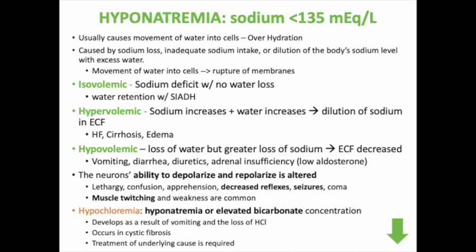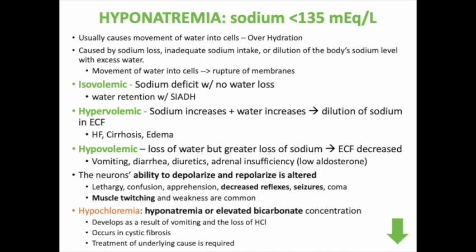In isovolemic hyponatremia, the sodium deficit is occurring, but there's no water loss. This can happen with syndrome of inappropriate ADH. We have water retention. In hypervolemic hyponatremia, sodium increases, but water also increases, and so the dilution of sodium is occurring in the ECF. This happens with heart failure, cirrhosis, edema. In hypovolemic hyponatremia, you are losing water, but there's a greater loss of sodium. Your ECF is going to decrease. This happens with vomiting, diarrhea, use of diuretics, or if there is an adrenal insufficiency causing low aldosterone.